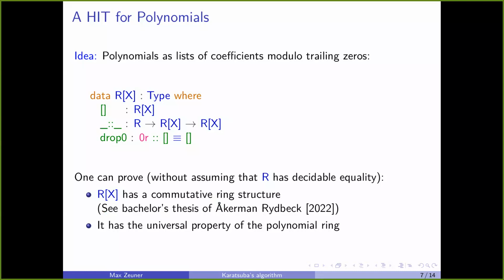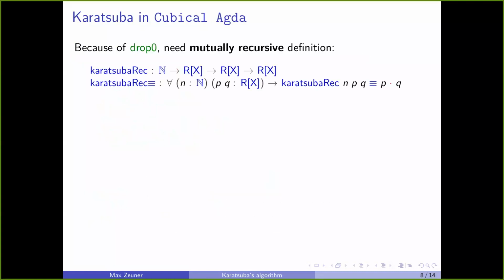We also had another bachelor student do this, and it's actually the right ring structure, right? It has the universal property. You want to check that, so you know you have done polynomials, not something else. Okay, so now we want to do Karatsuba for this higher inductive type, and this is the type signature of the basic algorithm with fuel.